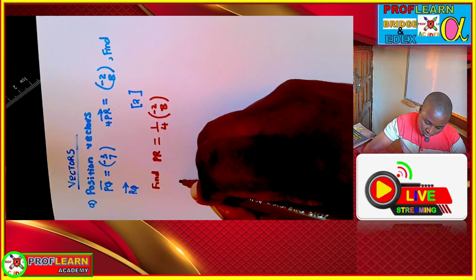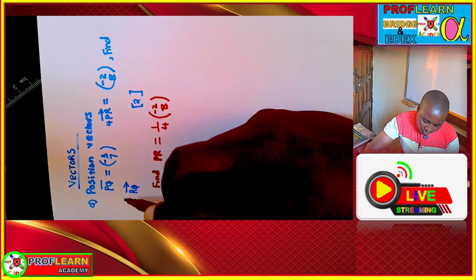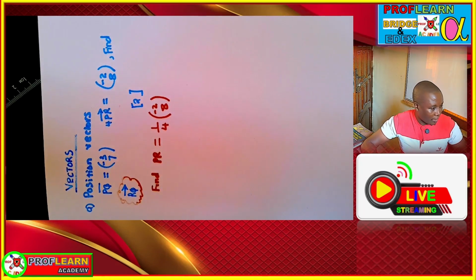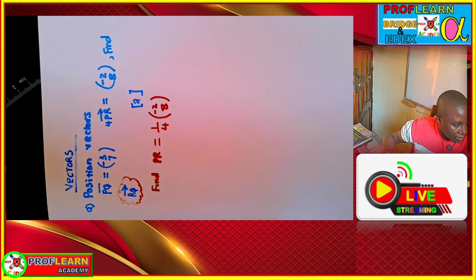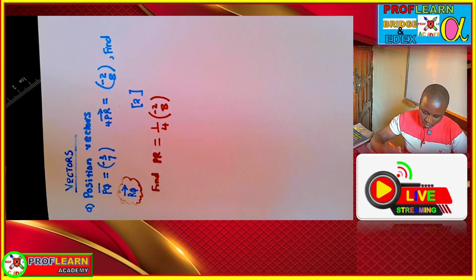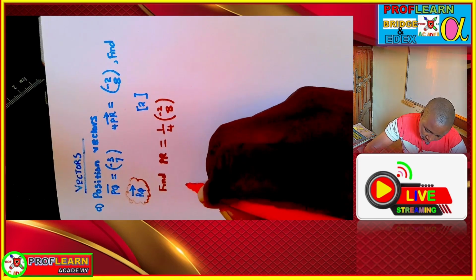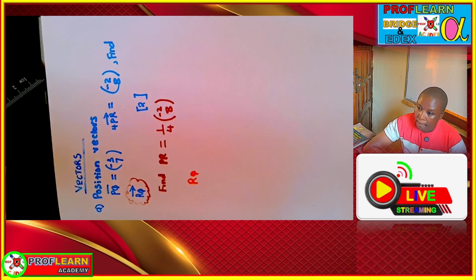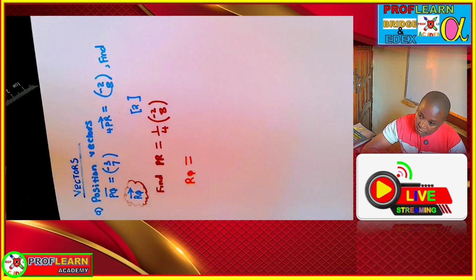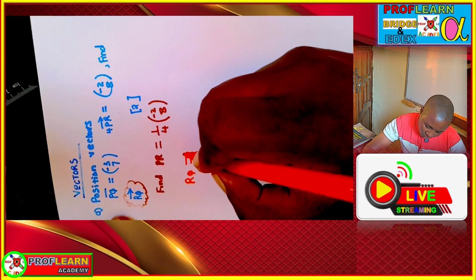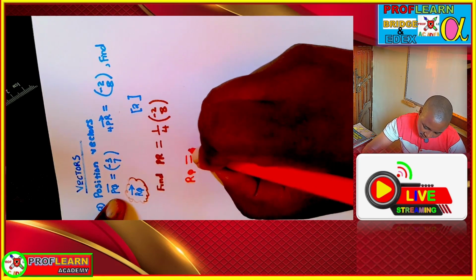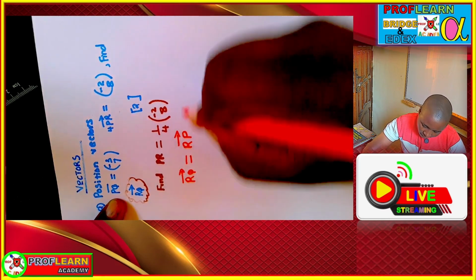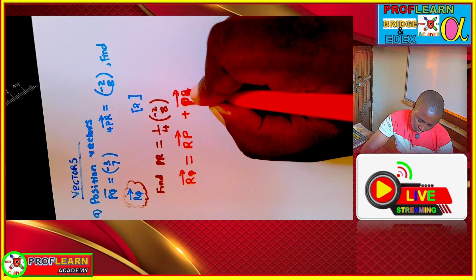Then we need also to write the position vector, because we are finding RQ. It means now for us to find this, we are going to say RQ is going to be what? For us to find RQ, we shall start with RP, then plus PQ.